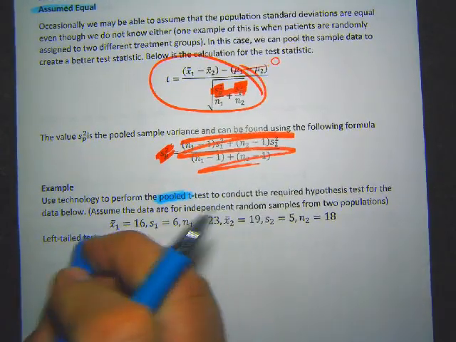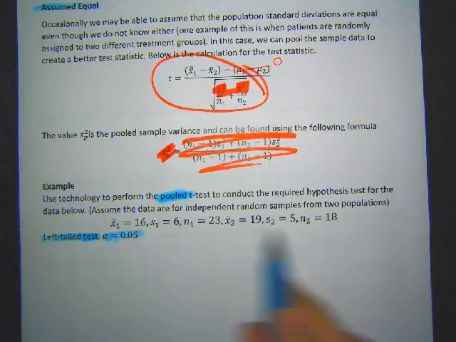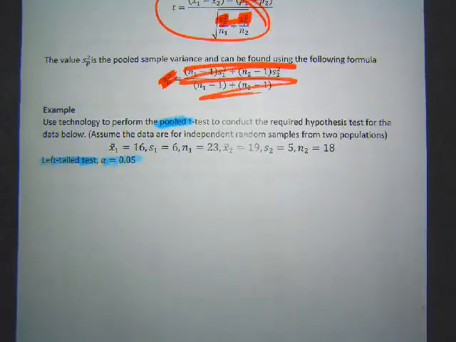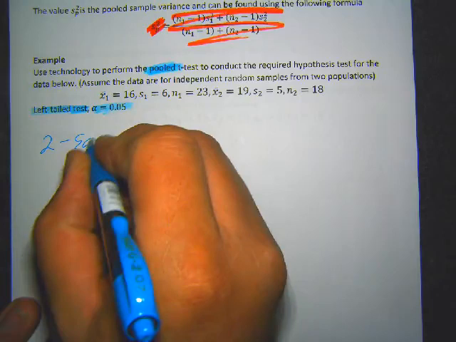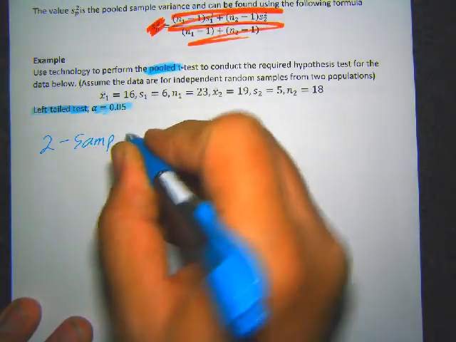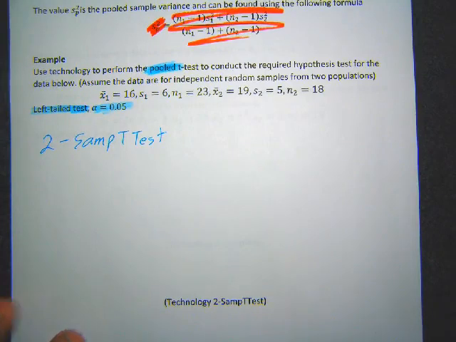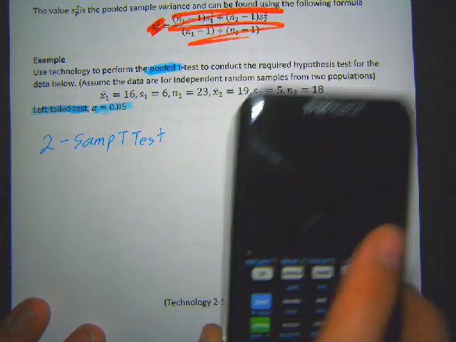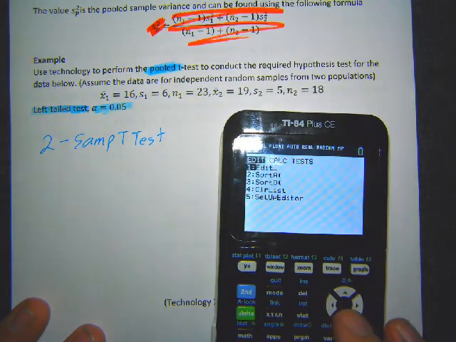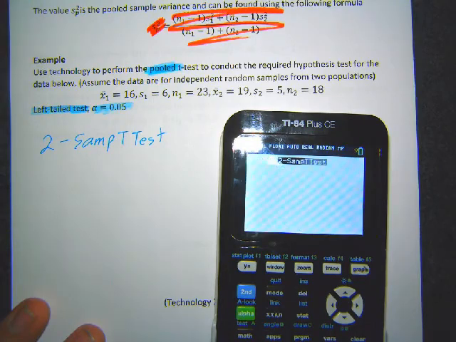It's still a left-tailed test. This one is going to be a significance of 0.05. That is different numbers, so I'll have to put in different numbers this time. But it's still going to be a 2-SampTTest. So it doesn't matter whether it's pooled or non-pooled, you're still using the same test, the 2-SampTTest. Again, we're not using z's. The only difference is you're just marking it as pooled, not non-pooled. So go STAT, TESTS, 2-SampTTest.